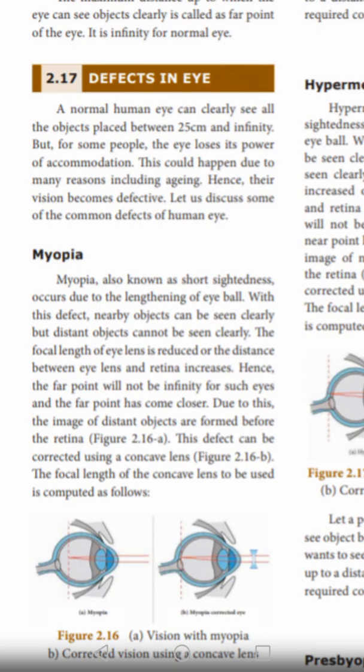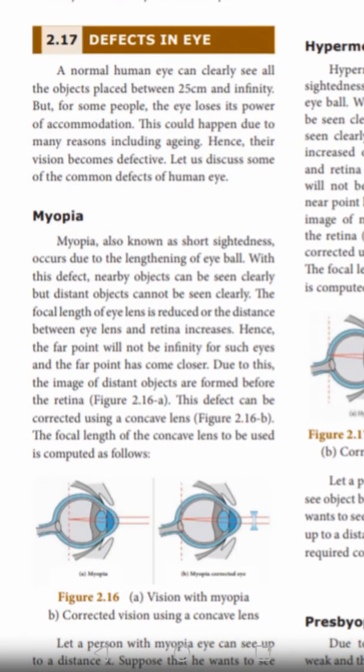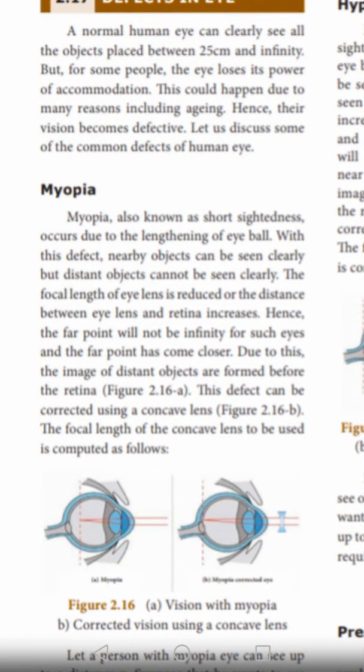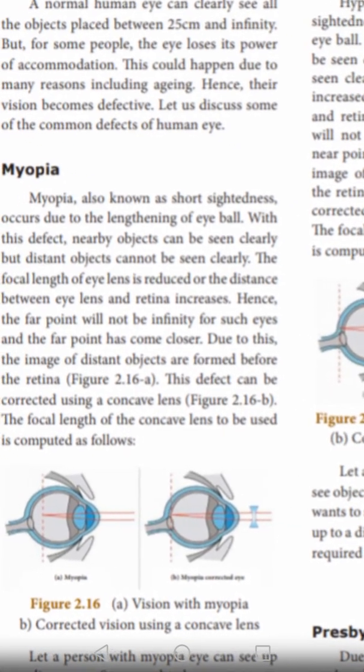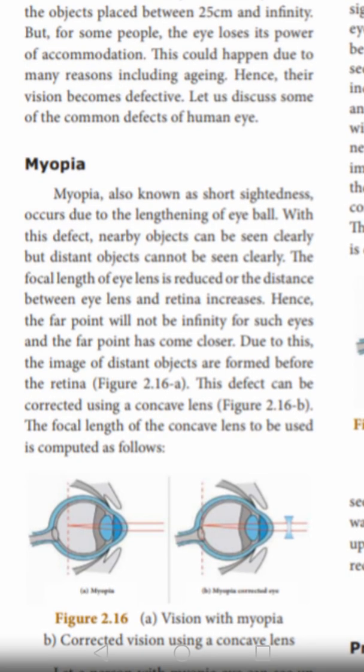What is myopia? Myopia is short-sightedness, caused by lengthening of the eyeball. With this defect, a nearby object can be seen clearly, but distant objects cannot be seen clearly. The focal length of the eye lens is reduced, or the distance between the eye lens and retina increases.